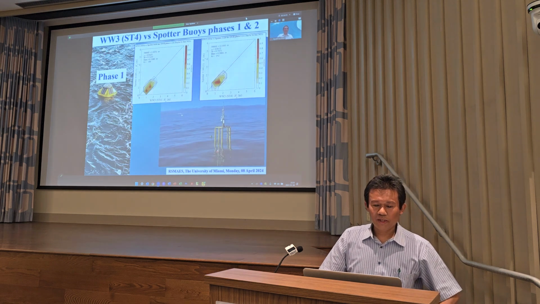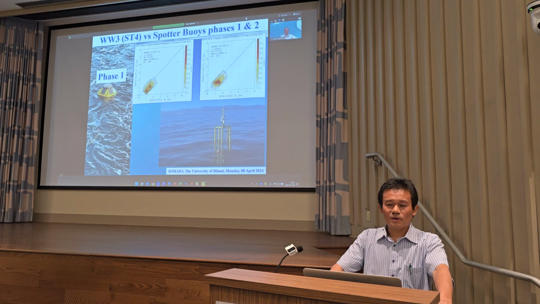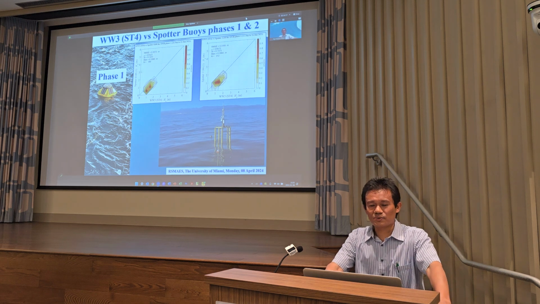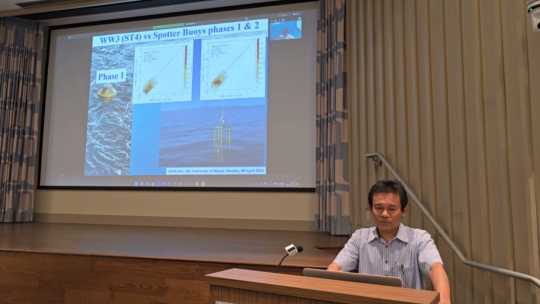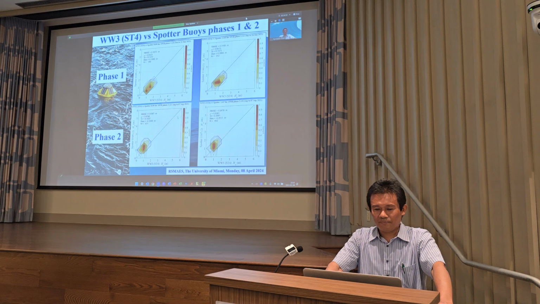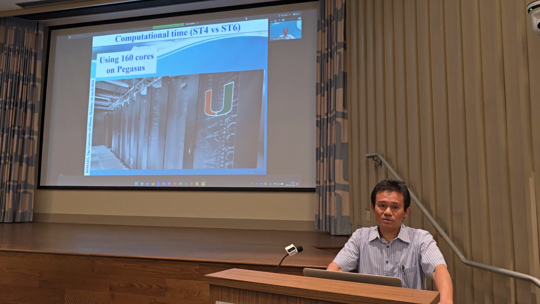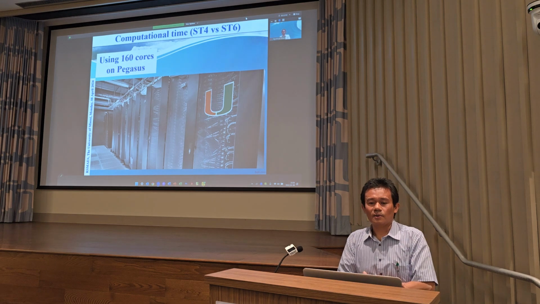Now what about the Spotter? Unfortunately for this model, these comparisons we only did for ST4, because we finished ST6 before we knew that we had the Spotter buoys. But if we look at the comparison with the model, they are also very good. So we're quite confident with the comparison, because none of them is a contradiction.